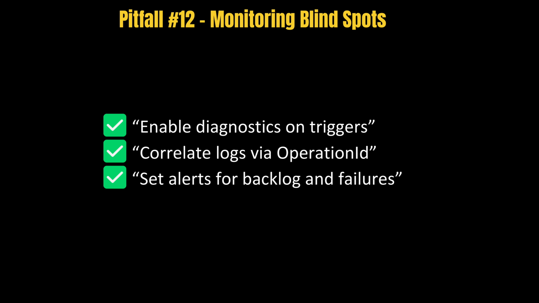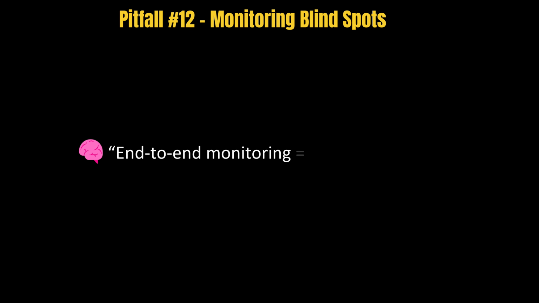By sending platform telemetry to Application Insights and correlating with your function logs, you get a complete picture: which triggers fired, which events succeeded, and which backlogs are growing. Attach an operation ID or correlation ID to each batch or event. This lets you trace it across triggers, outputs, and telemetry, giving you end-to-end observability, not just isolated logs. So enable diagnostics on triggers, correlate logs via operation ID or correlation ID, and set alerts for backlogs and failures. What you don't see will hurt you.